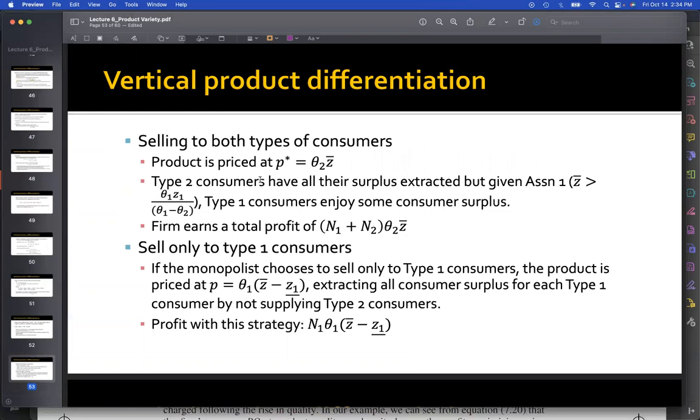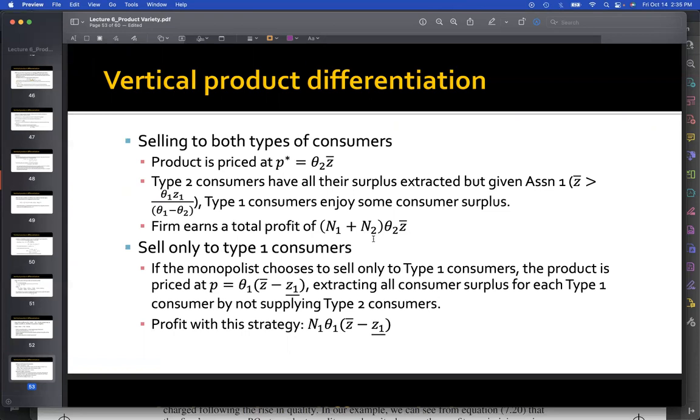If it were higher, then the utility in group 2 would be negative. Type 2 consumers would have all their surplus extracted, but given this one, type 1 consumers enjoy some consumer surplus. And the firm earns a total profit of this, where this is basically the price.